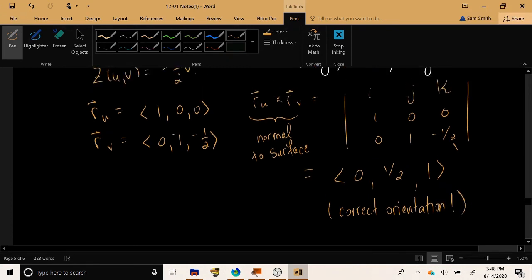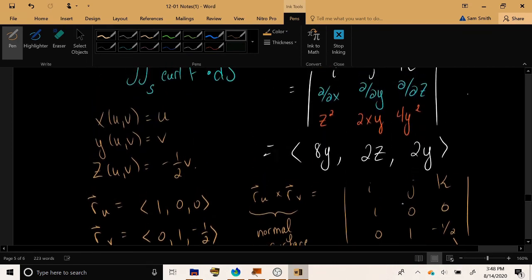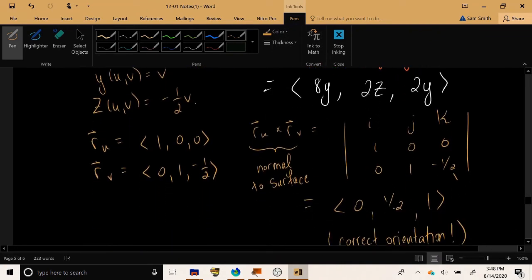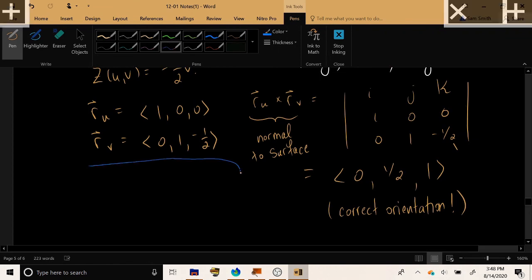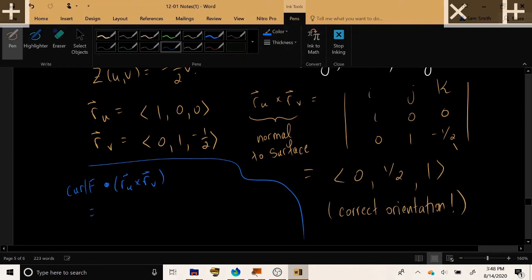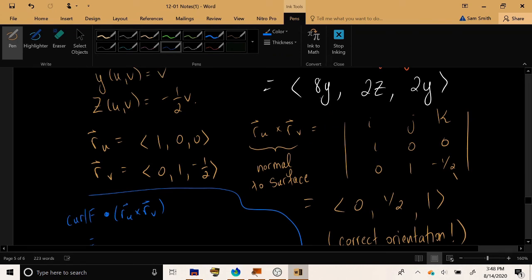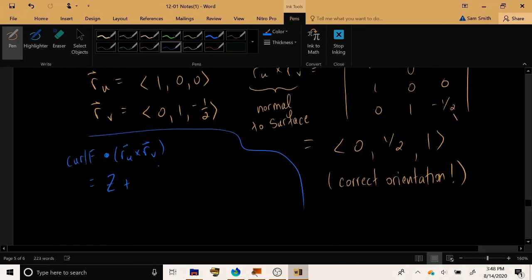All right, so the next thing that we need to do is take the dot product of our vector field curl F with our cross product r_u cross r_v. So we have curl F dot product with r_u cross r_v. And taking that one component at a time, 0 times 8y contributes nothing. 1/2 times z is z. And then 1 times 2y, we get 2y.